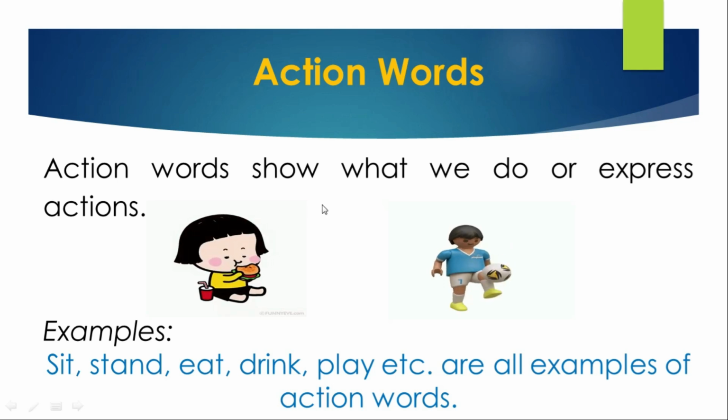Now in these two pictures you can see that the girl is eating a burger and the boy is playing with the football. So both of them are performing an action. So these action words are called verbs. For example, sit, stand, eat, drink, play, etc. are all examples of action words.